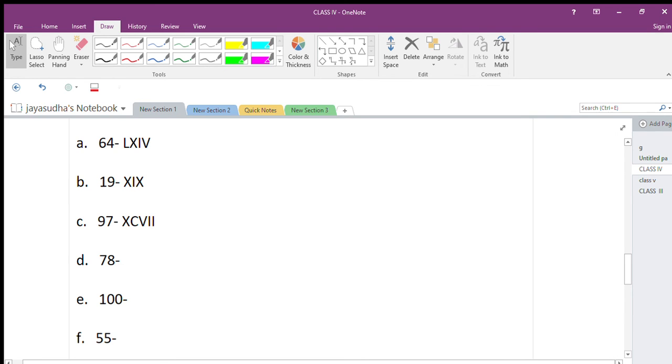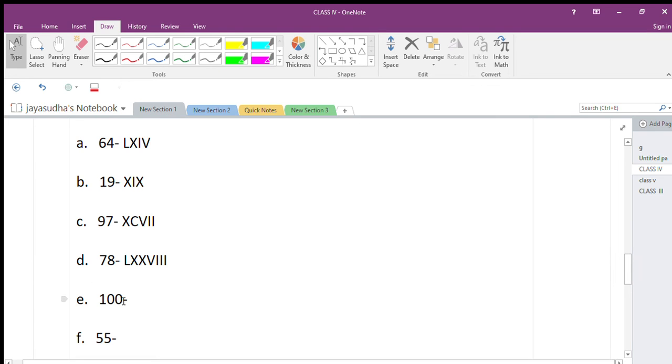78. How do you write it? 50, 60, 70. How do you write 8? 8 is Roman numeral 5, then 3 ones. This is the way you have to write 78.